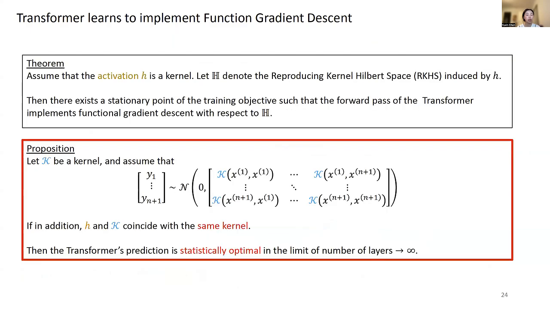We can also show that choosing the right activation function to match the data distribution can be statistically optimal. Let curly K denote a kernel and assume that the y_i's are jointly distributed according to a Gaussian process generated by the kernel k. Furthermore, if the nonlinear activation h and the data generation function k correspond to the same kernel, then the transformer's prediction is statistically optimal in the limit of number of layers going to infinity.